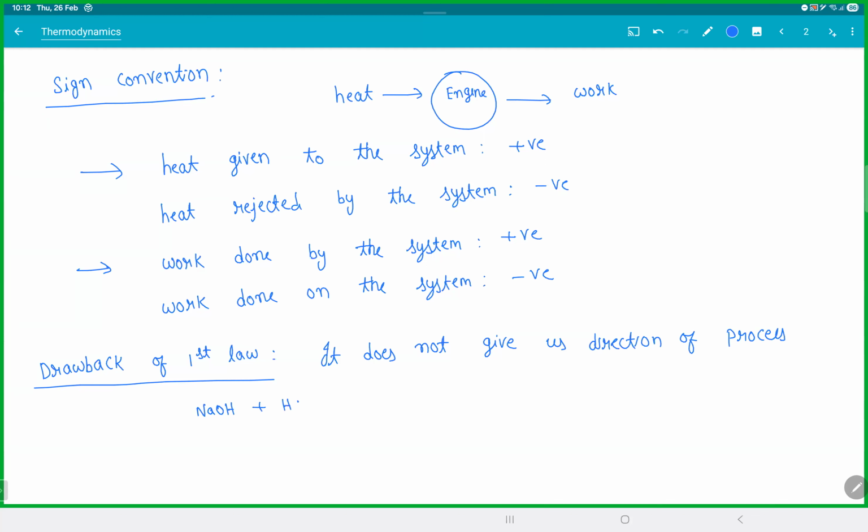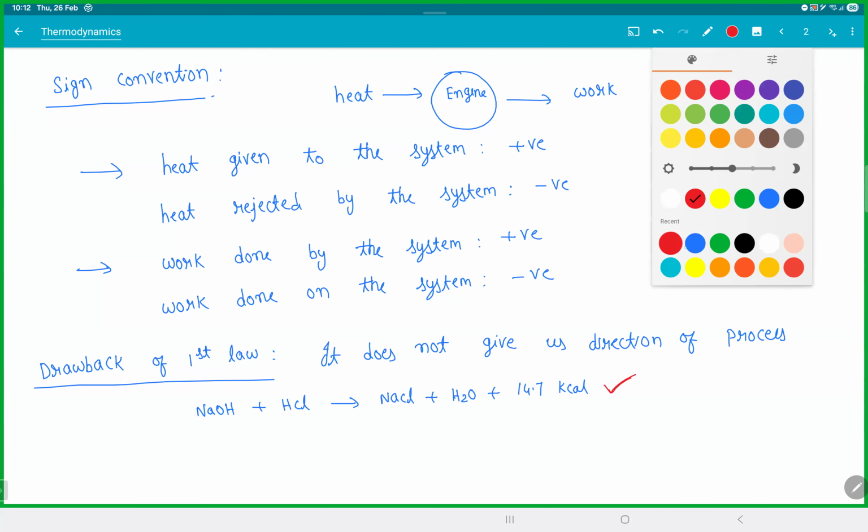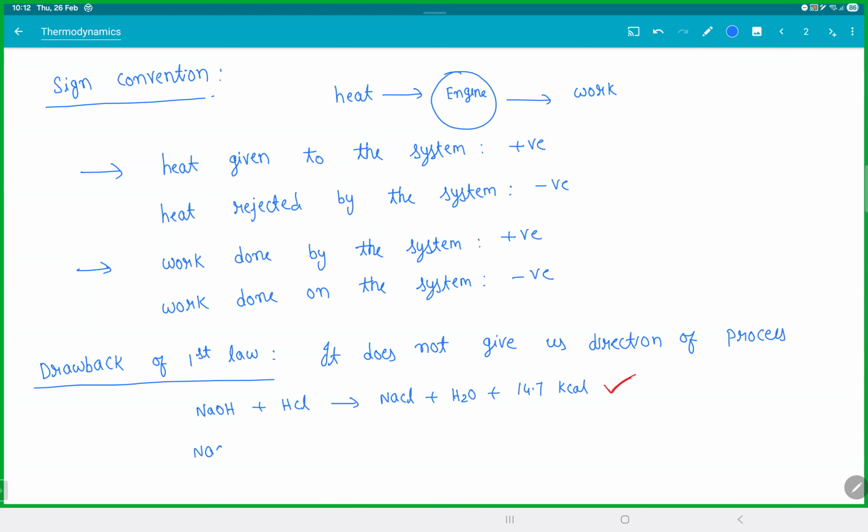If you take an example from chemistry, if you take sodium hydroxide plus HCl, you get salt, you get water, and you get some heat, 14.7 kilocalories. Now, this reaction proceeds, but what the first law thinks is, if you put NaCl, salt, and water, and if I give heat, it will assume you're going to get your sodium hydroxide and HCl again. And this is not going to happen. This is where the second law comes. The reaction proceeds in the direction of increasing entropy. Do you guys remember that? So that's your second law.